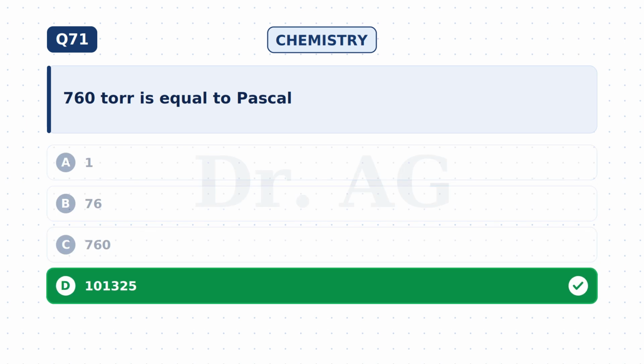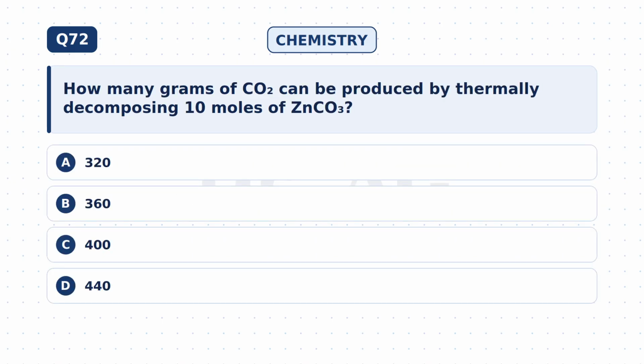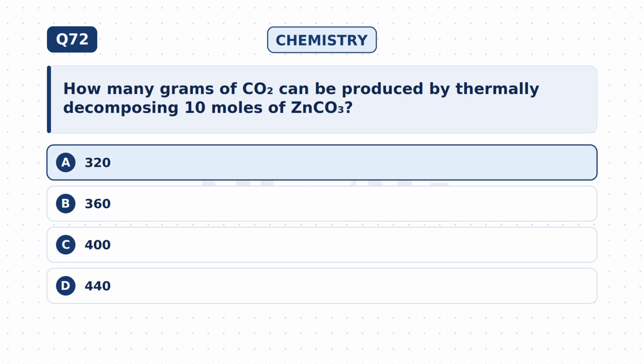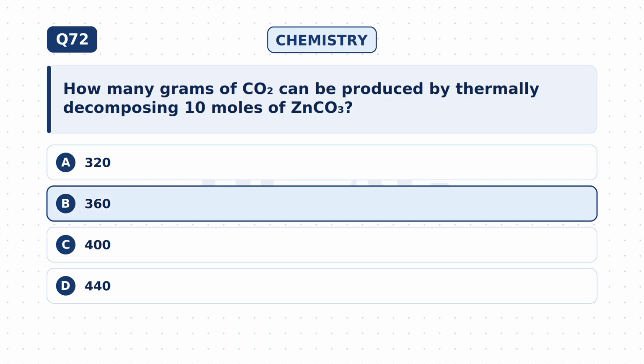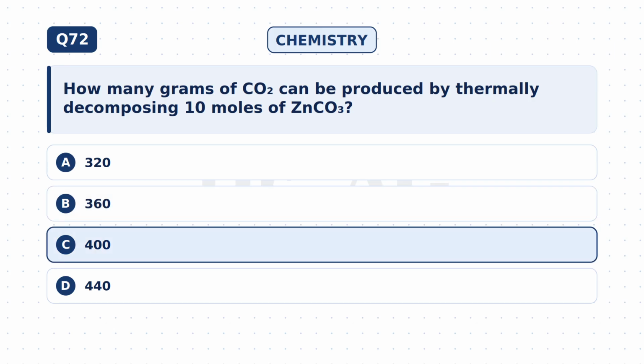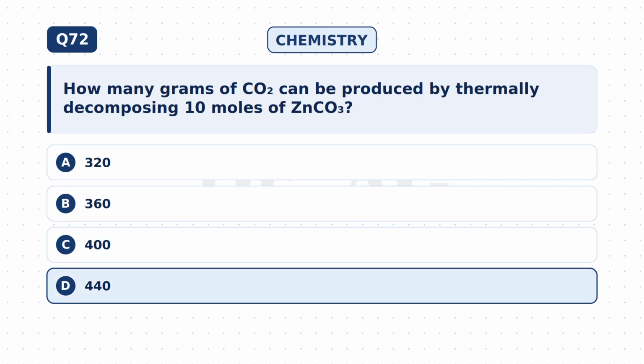The correct answer is D. 10132.5. Question 72. How many grams of carbon dioxide can be produced by thermally decomposing 10 moles of ZnCO3? Option A, 320. Option B, 360. Option C, 400. Option D, 440.